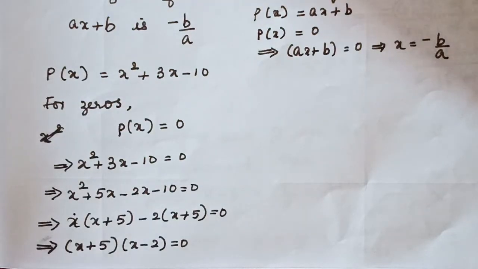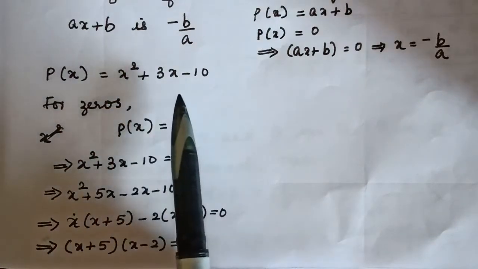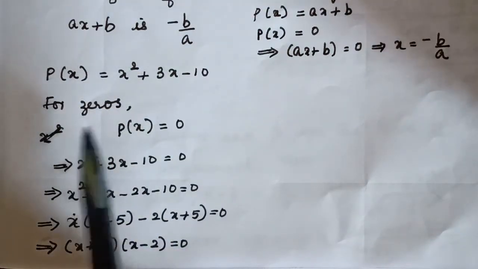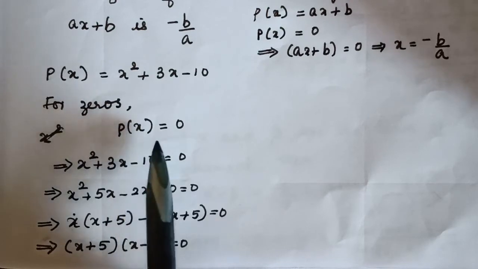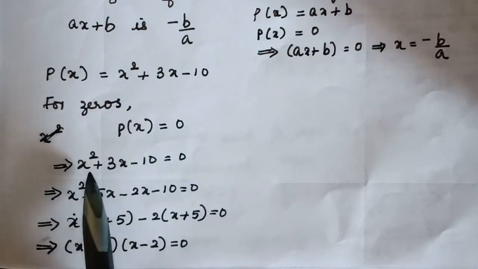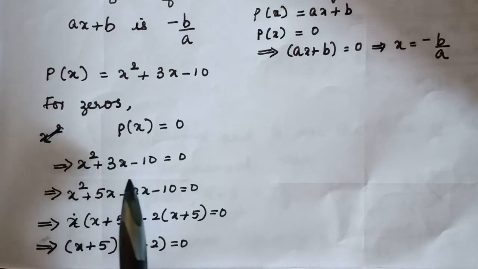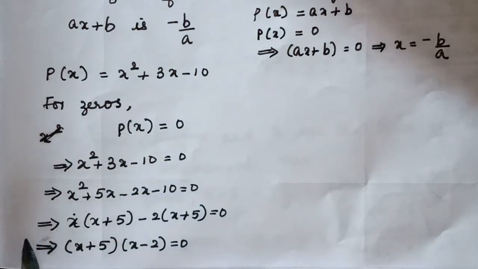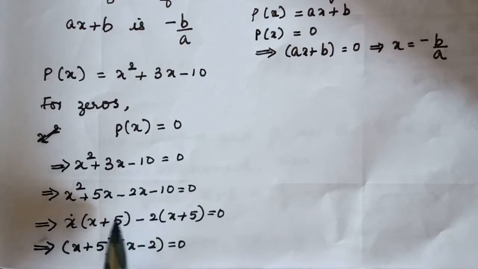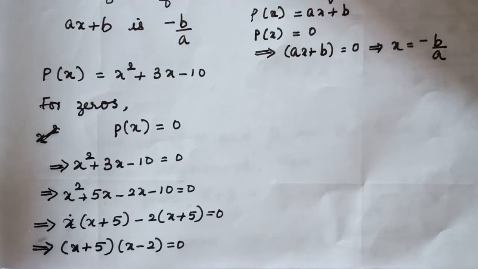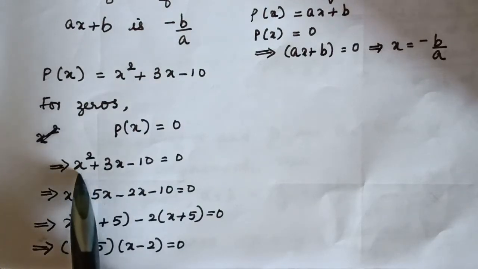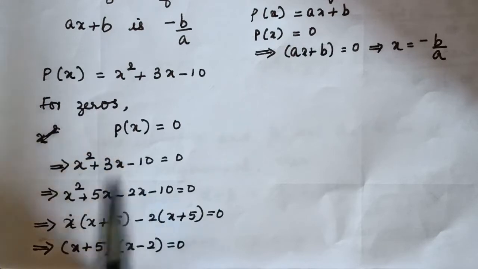So first we will find out the zeros of this polynomial x squared plus 3x minus 10. For zeros, what we have to do? p of x is equal to 0. That is x squared plus 3x minus 10 is equal to 0. Now we will find out the factors using the factorization method by splitting the middle term. You know how to split the middle term. I will explain. This is a polynomial x squared plus 3x minus 10.